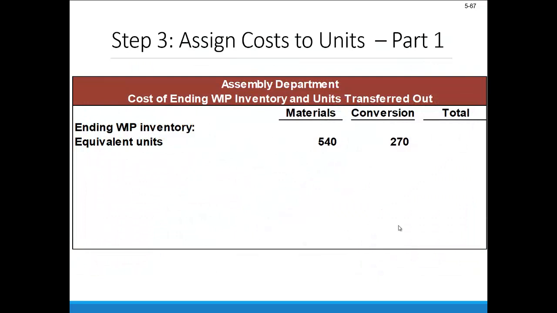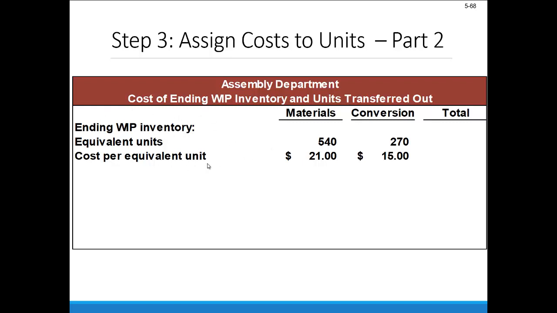So if we want to assign cost to units, we're going to need to know the equivalent units in ending work in process and the units transferred out, which we've already calculated previously, and we need to know that cost per equivalent unit. So let's start with assigning cost to this ending work in process inventory. In this scenario, we had 540 equivalent units with respect to materials and 270 equivalent units with respect to conversion sitting in that ending work in process inventory.